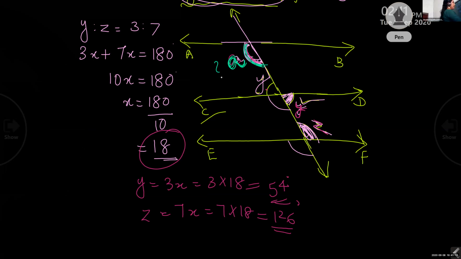It is the same as this corresponding angle. These are all the same. Clear? All are corresponding angles, same position, down, left side. So this is also A, this is also A. Now you can find the vertically opposite angles. Is it clear now?